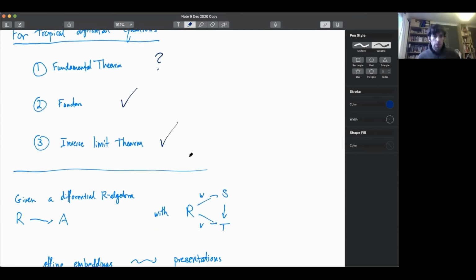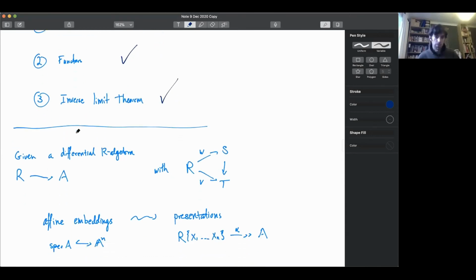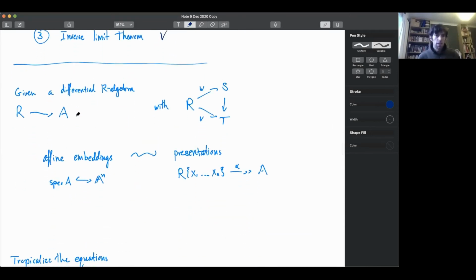So let me talk about number 2, which will then hopefully lead me to number 3 in the last 7 minutes or so here. Given a differential R algebra A, and let's suppose that R has one of these differential enhancements. So R has a valuation here, and it's got this W thing, which is refining that. This is a differential enhancement of this valuation V.